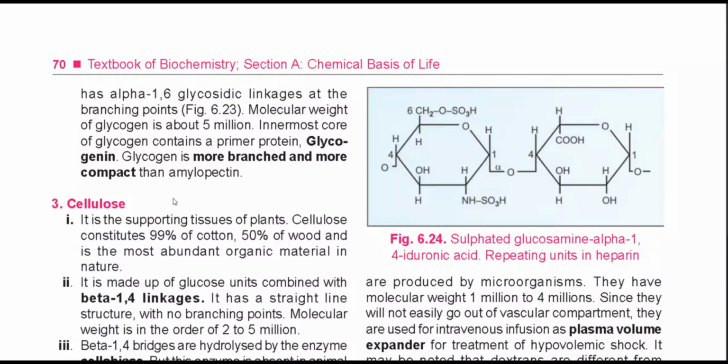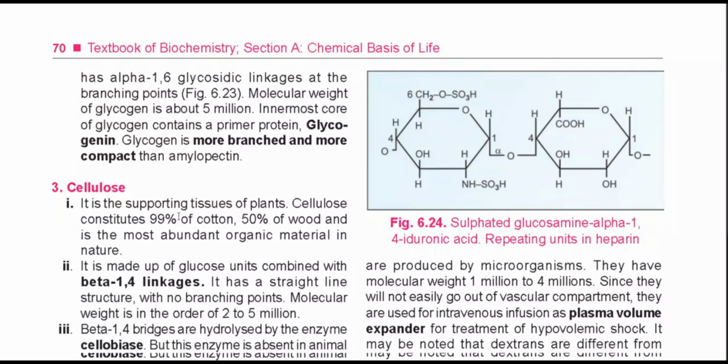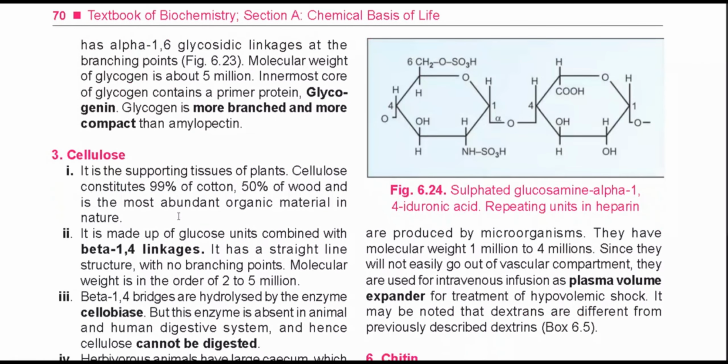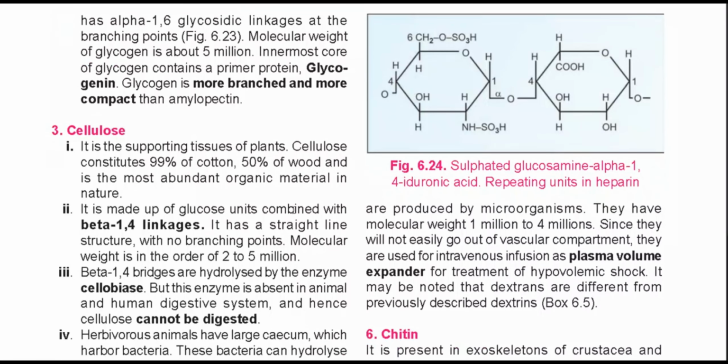And number three, another important polysaccharide is cellulose, which forms the supporting tissues of plants. Cellulose constitutes 99% of cotton and 50% of wood, and is the most abundant organic material in nature. It is made up of glucose units combined with beta 1,4 linkage, and it has a straight line structure with no branching points. The molecular weight is 2 to 5 million.